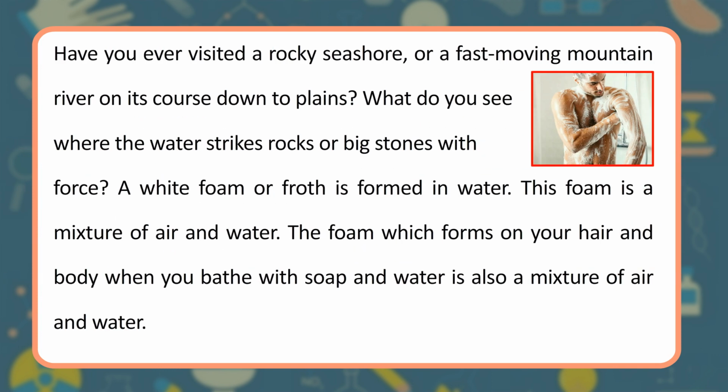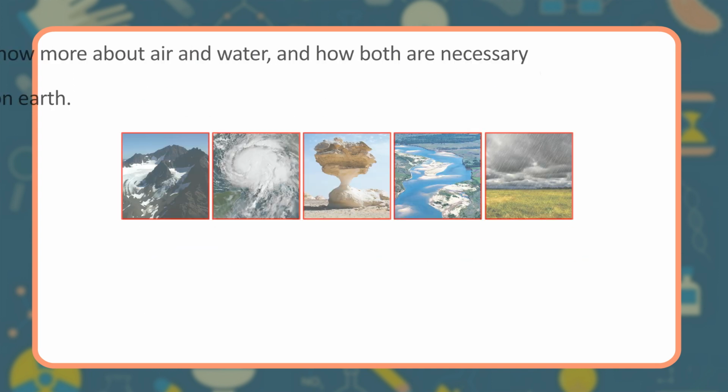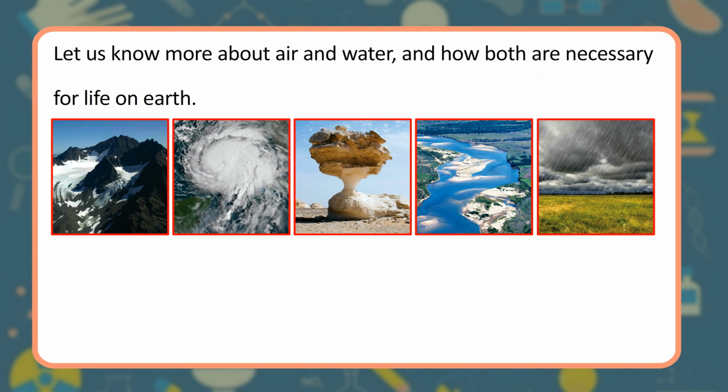Have you ever visited a rocky seashore, or a fast-moving mountain river on its course down to the plains? What do you see where the water strikes rocks or big stones with force? A white foam or froth is formed in water. This foam is a mixture of air and water. The foam which forms on your hair and body when you bathe with soap and water is also a mixture of air and water. Let us know more about air and water, and how both are necessary for life on Earth.